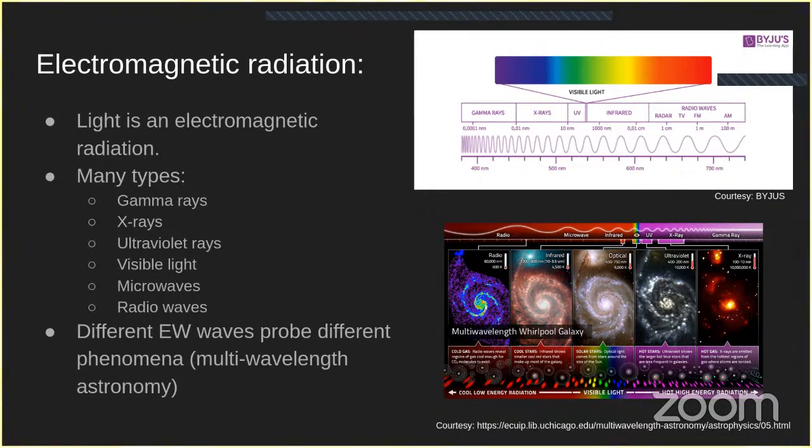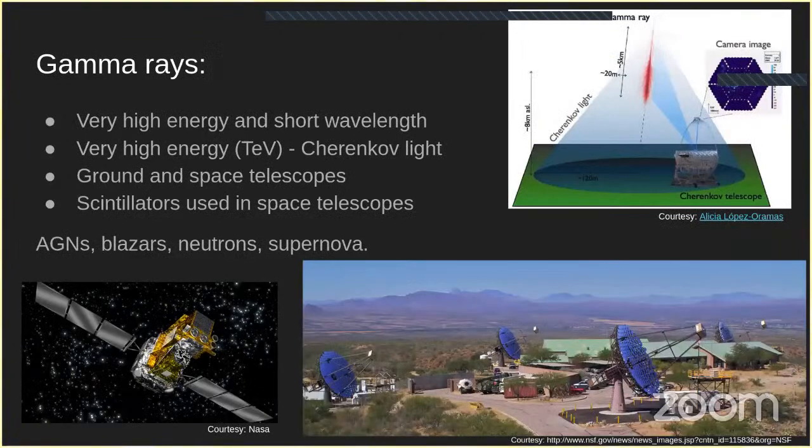So let's just go one by one in order from the highest radiation to the lowest. First, let's start with gamma rays. Gamma rays are very energetic radiations, and they have a very short wavelength. The energies of gamma rays can go up to tera electron volt, and these are ionizing radiations, so it's very harmful to humans as well.